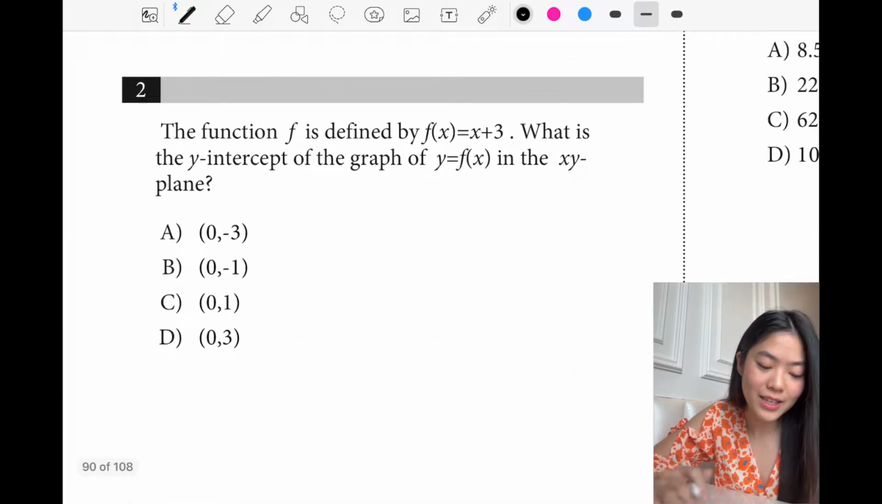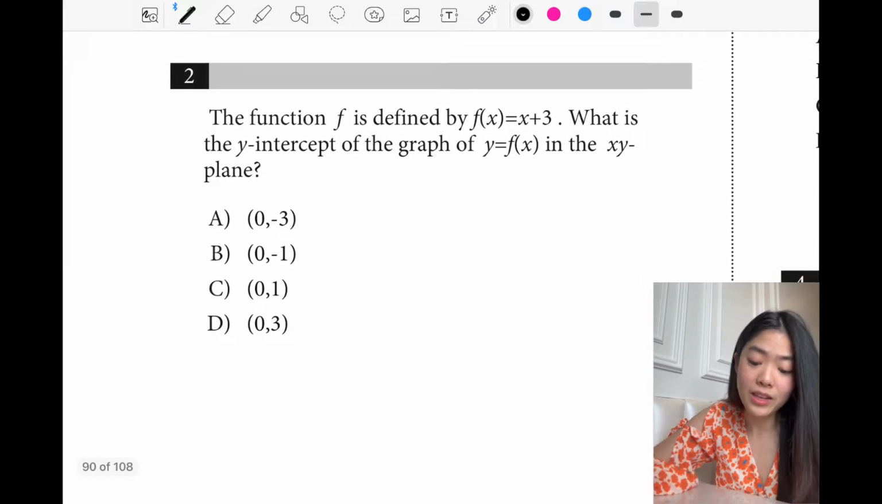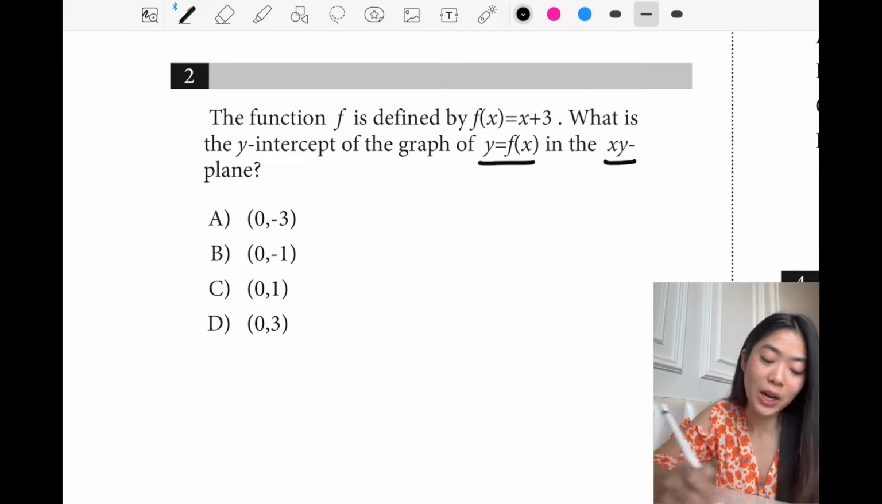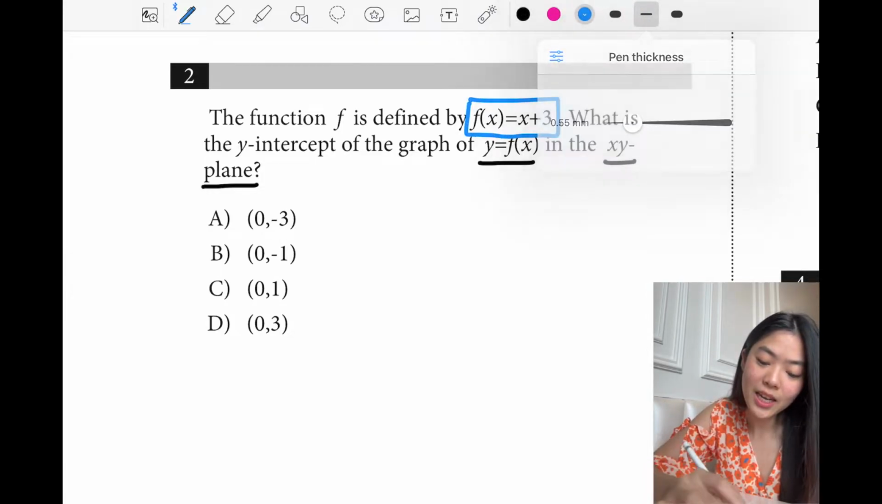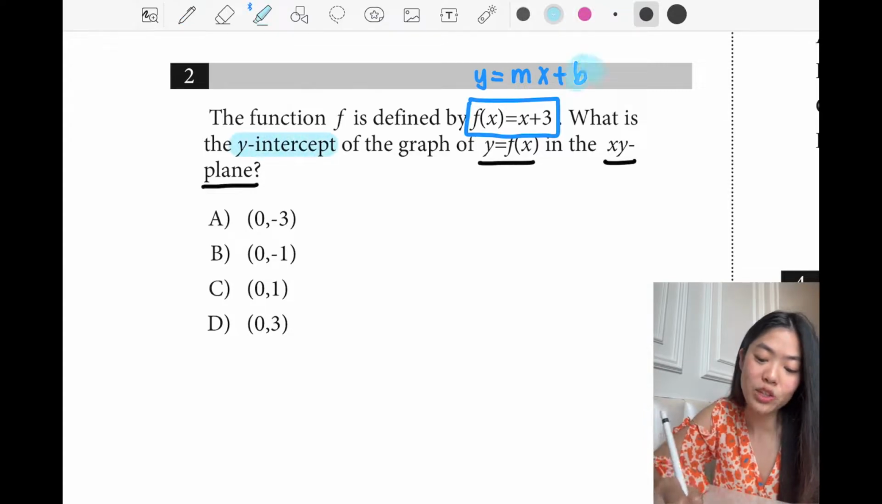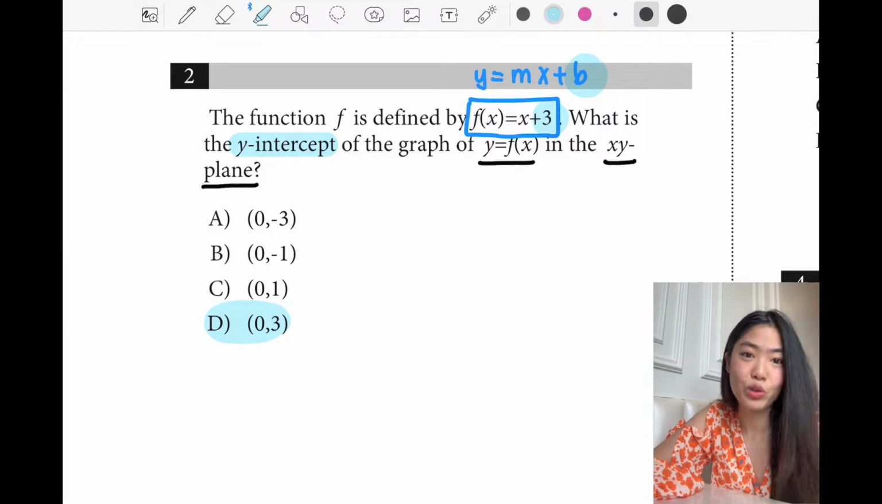Okay, next question. The function f is defined by f(x) equal to x plus 3. What is the y-intercept of the graph of y equal to f(x) in the xy plane? So from here, as you can see, this is a straight line equation that represents y equal to mx plus b, right? And then the y-intercept is just the b part here. Therefore, the answer would be D. Okay, so in this type of question, you can just take a look and then choose the answer.